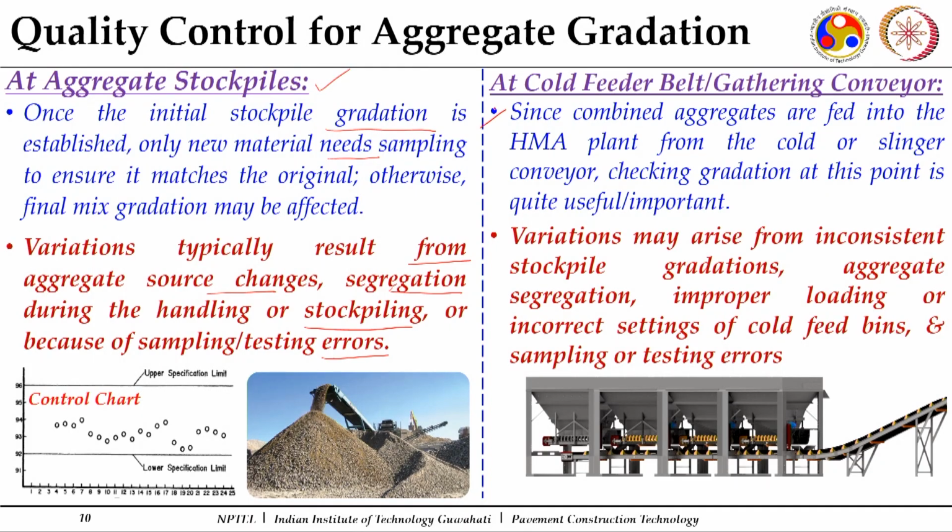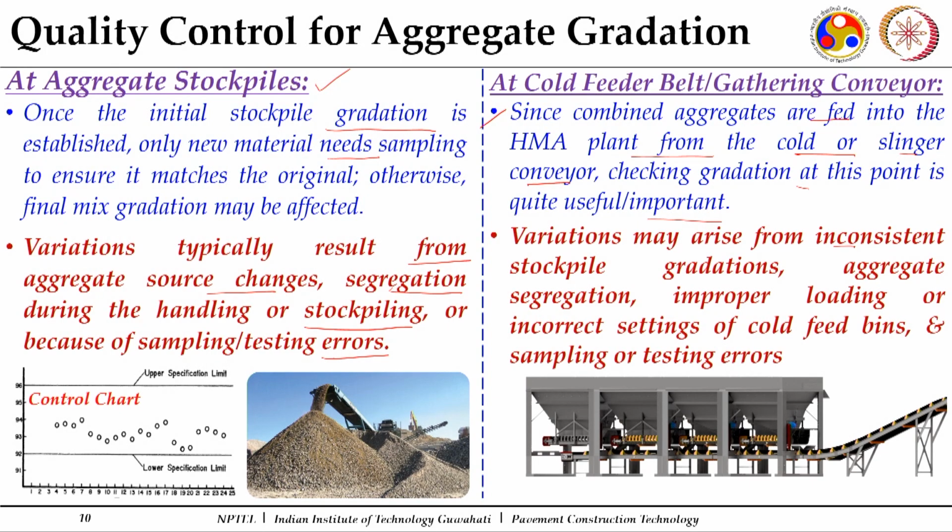So, this is again another concern at the cold feeder. When it comes to the cold bins, we have the gathering conveyor. Since combined aggregates are fed into the HMA plant from the cold feeder conveyor or the cylinder conveyor, after the screening of the bigger size particles, checking gradation at this point can be quite useful, because I can collect from this gathering conveyor. This is what finally enters the plant. So, if that is entering as per my requirement, it is good enough.